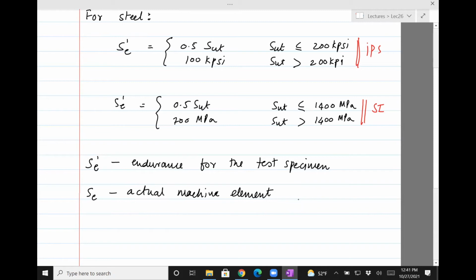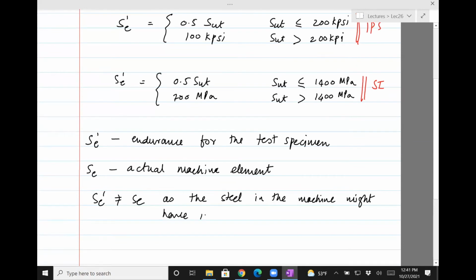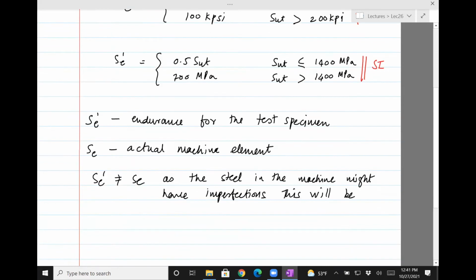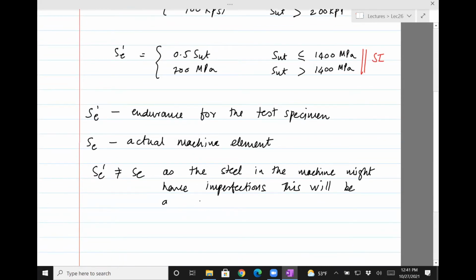So SE prime is not equal to SE as the steel in the machine might have imperfections. Okay, this will be addressed a bit later. So I'll show you how SE prime is related to SE a bit later. Okay, so that's about SE.